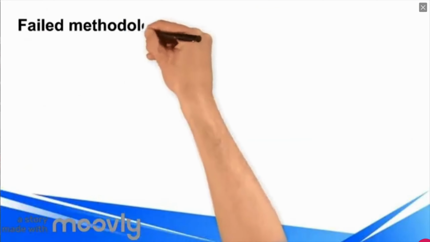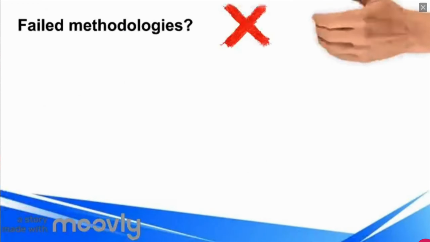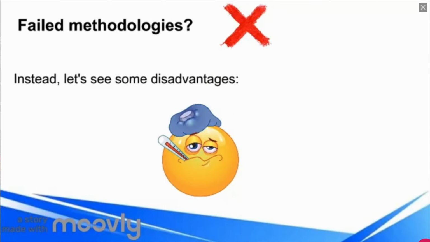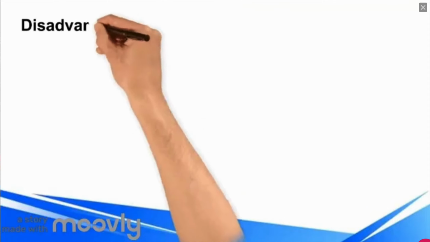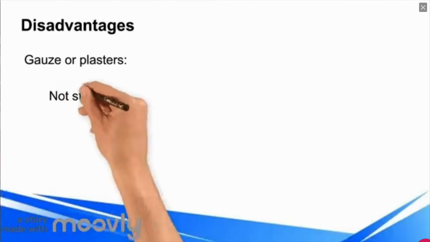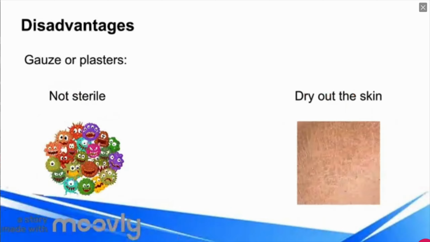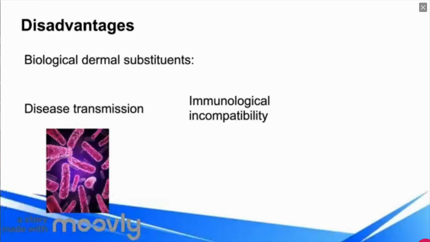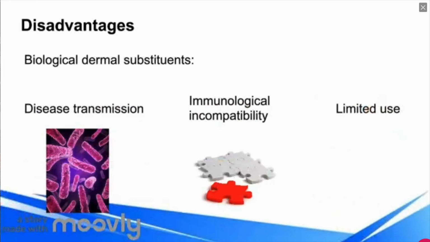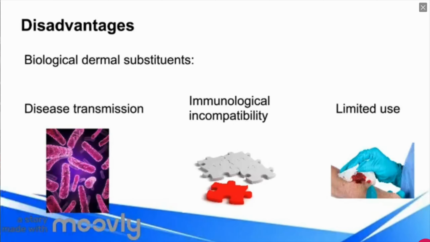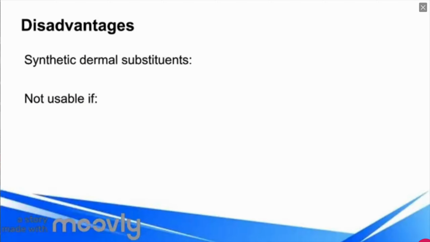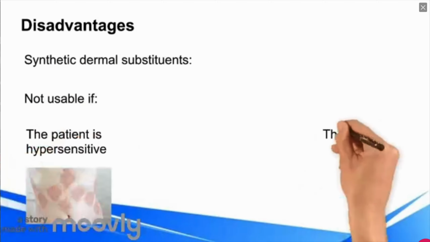What hasn't worked to solve the issue? Rather than discussing methods that have completely failed to treat scarring, we can expose various disadvantages presented in the different proposals, such as the fact that gauze or plaster are not sterile and dry out the skin. Using temporary biological dermal substitutes can transmit diseases. Immunological incompatibility, the limitation of not using if there is an infection, bleeding, or excessive sweating. The synthetic dermal substitutes shouldn't be used if there is hypersensitivity to the product or wound infection.